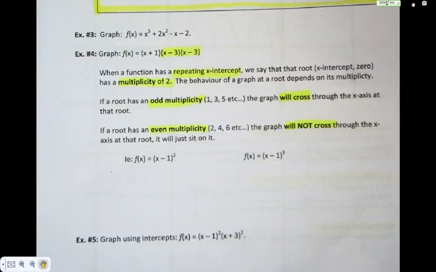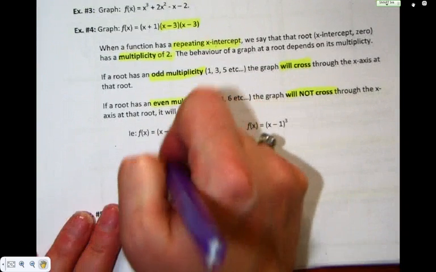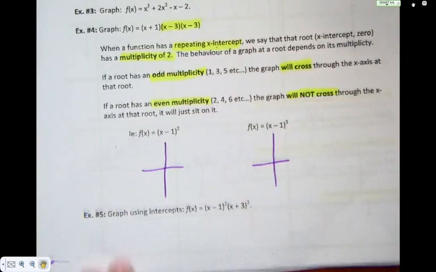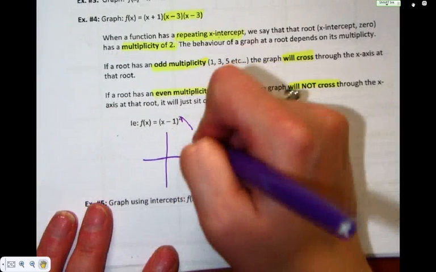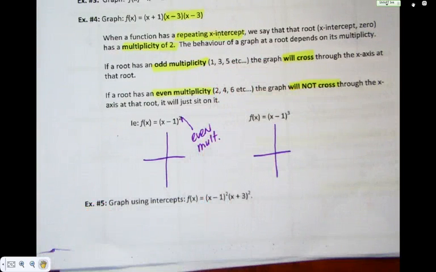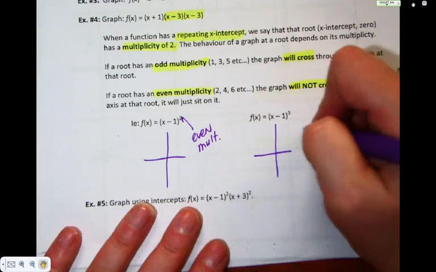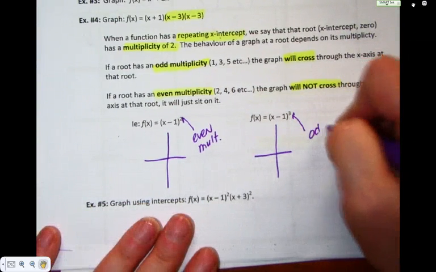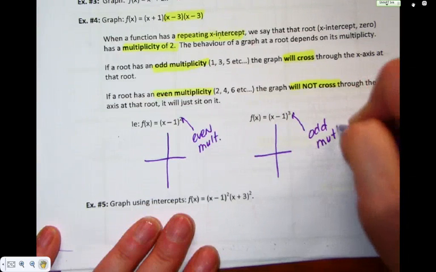Okay, so we're talking about repeating x-intercepts. It's called multiplicity. If it repeats an even amount of times, it will not cross. If it repeats an odd amount of times, it will cross. So let me show you with the diagram what I mean. So this we call an even multiplicity because the exponent is even. Shockingly, we call this an odd multiplicity because the exponent is odd.